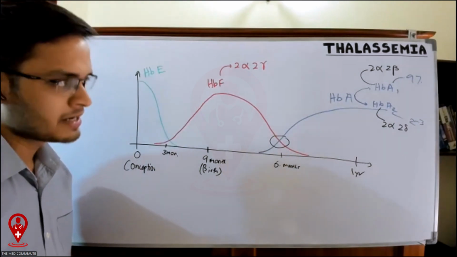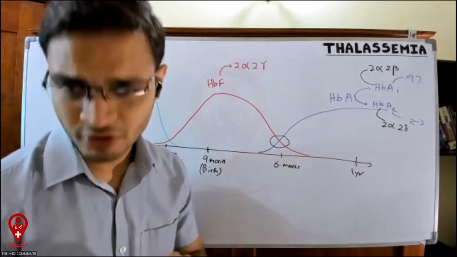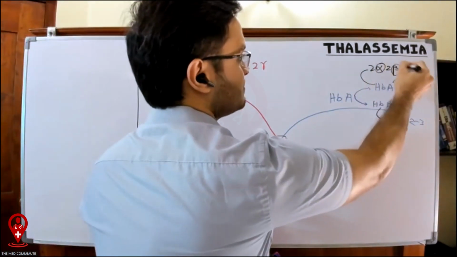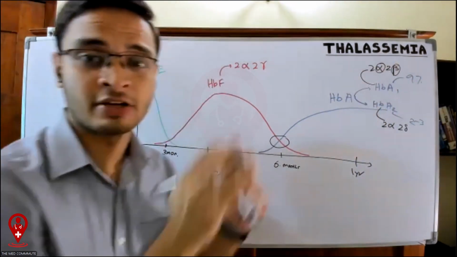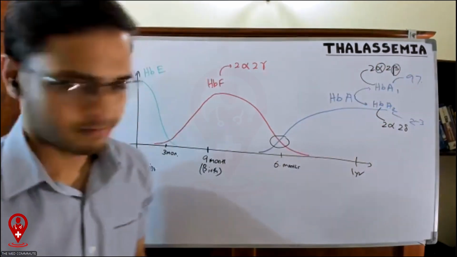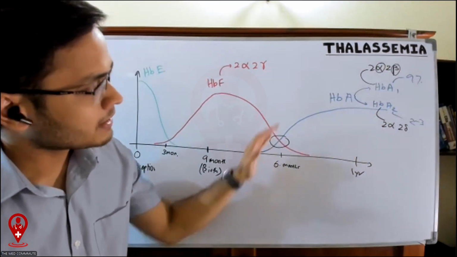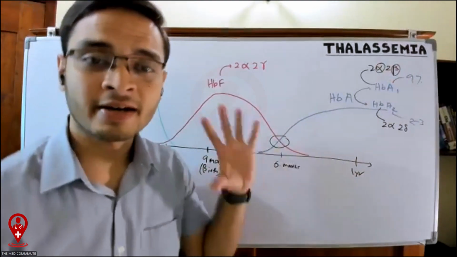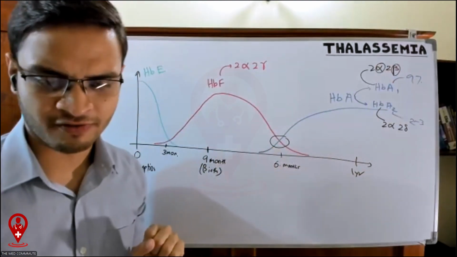Why is this? Thalassemia that we are going to talk about is mainly a problem in the alpha and beta chains. We are going to talk about alpha thalassemia and beta thalassemia. Once there is a problem with alpha and beta, there is something called the alpha to beta ratio. Don't worry, we'll talk about all of this.